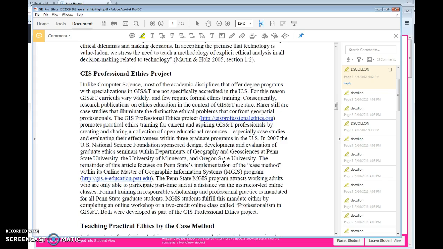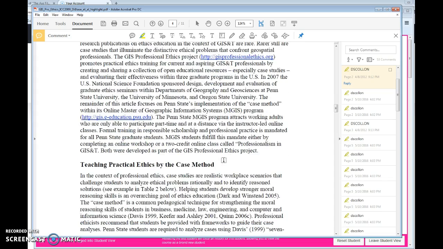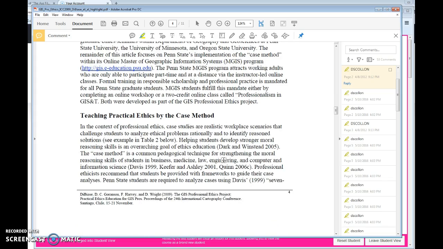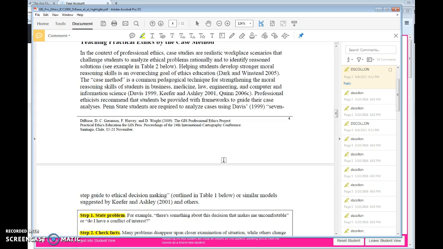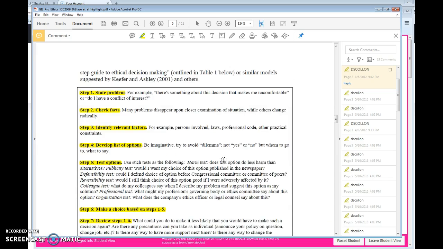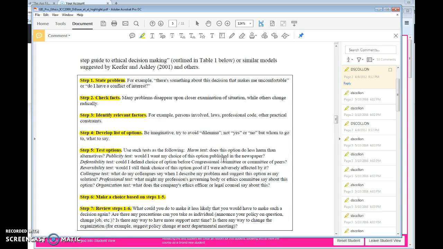Okay, so he goes on to describe this professional ethics project that they've undertaken, and in particular, how to teach practical ethics by a case method, that is a case study method. And in so doing, they outline a 7-step process that involves the following steps. First is state the problem. We'll go through an example of this. Second is check the facts.